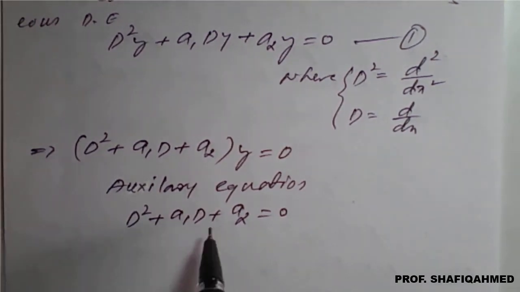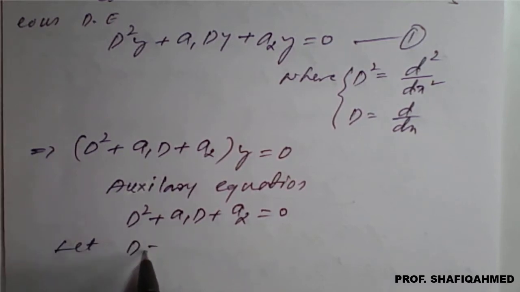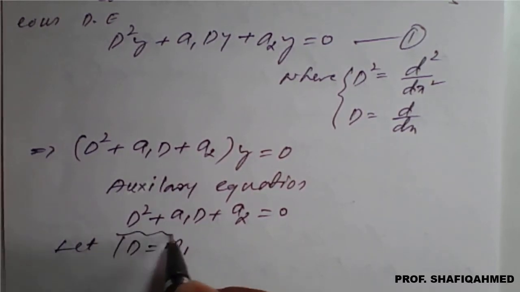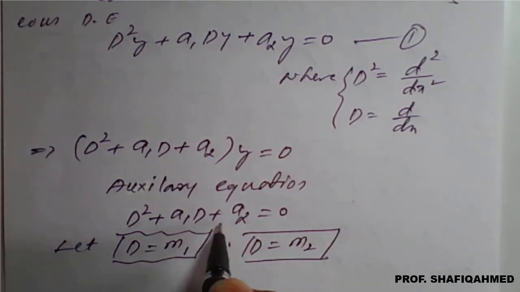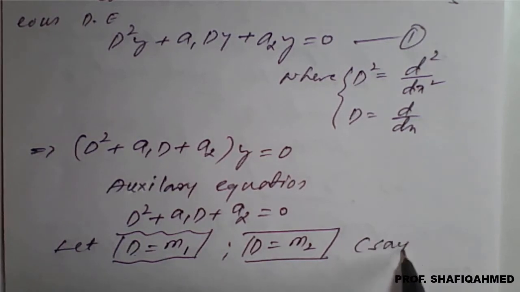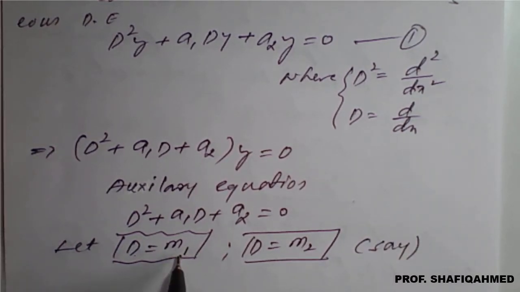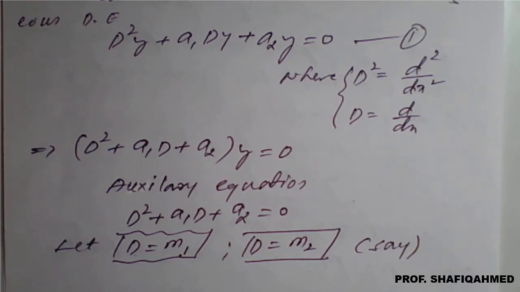For this we need to go forward, finding the roots. So let D equal to one root, that is one answer I got, and D equal to another root, because the equation is quadratic. So we'll get two values of D. I will say m1 and m2. So m1 is one root and m2 is another root. Based on this m1 and m2, we'll see how to write the complementary function.